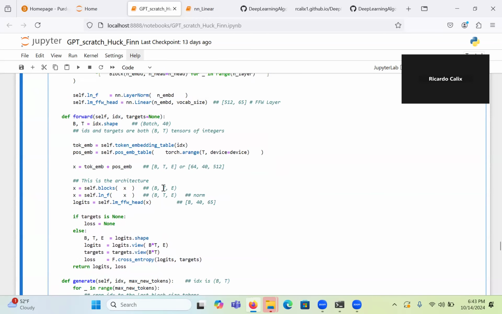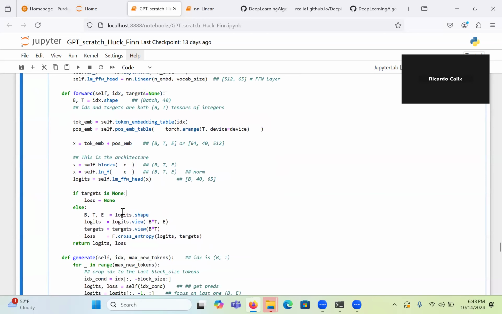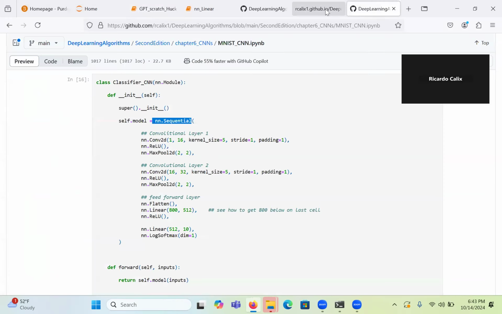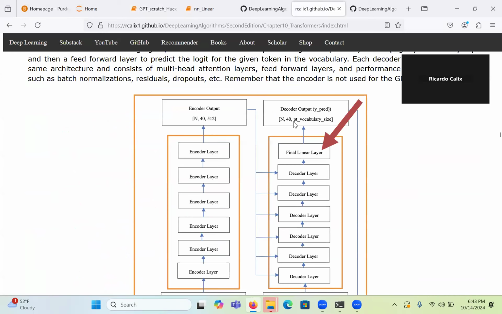All right, so I've done this part. I've got the logits here, and then that's the output. So I'm going to go to the diagram to finish this up. So I did this final part over here, n by 40 by vocabulary size, okay? And then this n by 40 by vocabulary size needs to be compared to the real values. Input goes in, predict, compare to real, and that's going to be the whole training process.